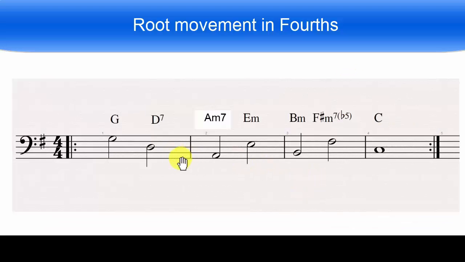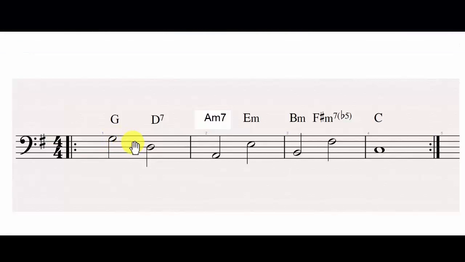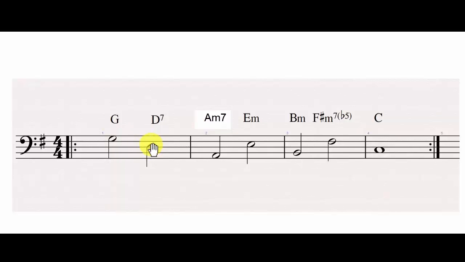Okay, so now we're looking at perfect fourth movement. In this little sequence that I've written, you can see that we're moving down a perfect fourth. Obviously, this G to D7 is moving down a perfect fourth, because D, E, F, G. Then we've got D7 to A7, which is A, B, C, D, again a fourth.